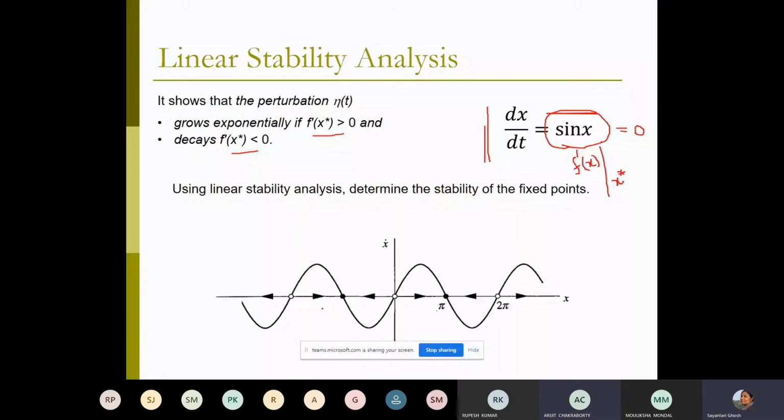Now cos x's value, I have to see that if I put in this n pi, what do I get? So do I get greater than 0 or less than 0? Remember your quadrants? For 0, it's 1, greater than 0, that means it's unstable. Yes, it matches, right? It was unstable in our previous one also.